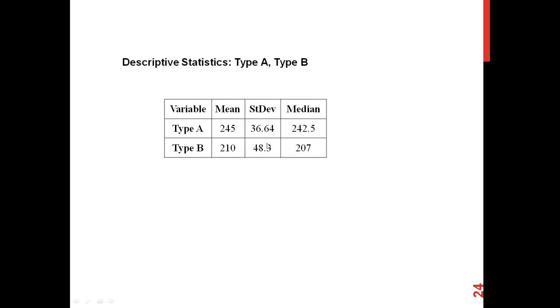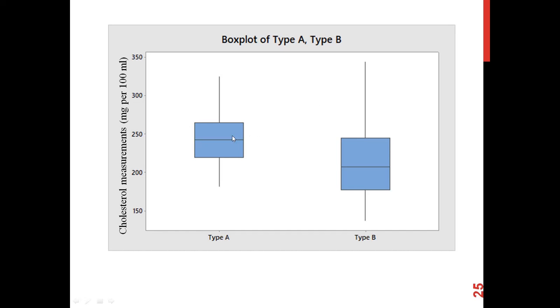These are respective standard deviations. If we draw box plot for type A and type B, we can see that type A people seem to have higher values of cholesterol. We want to see if this is statistically significant difference.